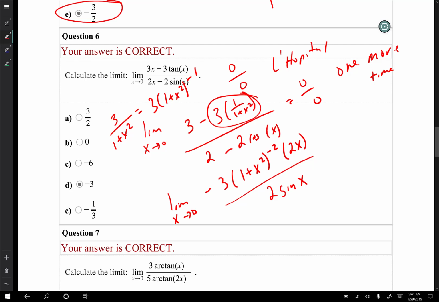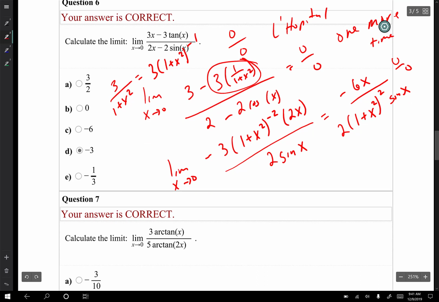Yeah, we're going to have to do another derivative, guys. So here's what I have. Negative 6x over, yeah, I'm going to bring this down, over 1 plus x squared, squared, times 2 sine x. If I plug in a 0, I get 0 over 0. So I'm going to have to do it one more time.